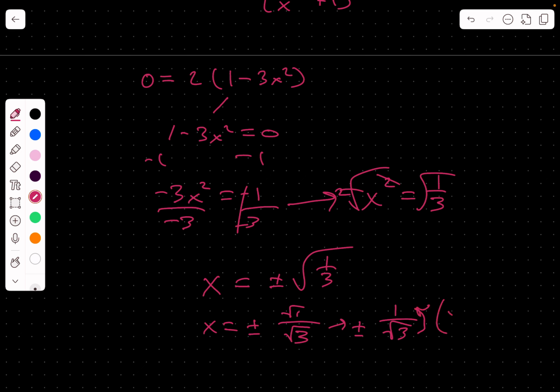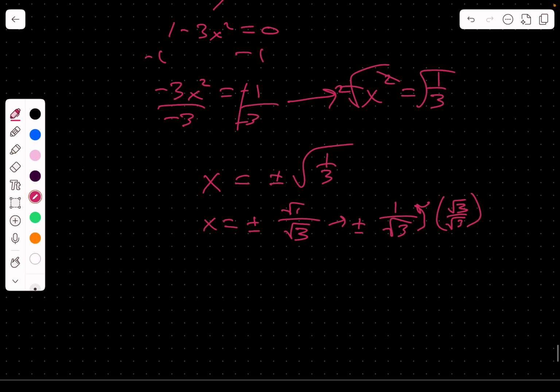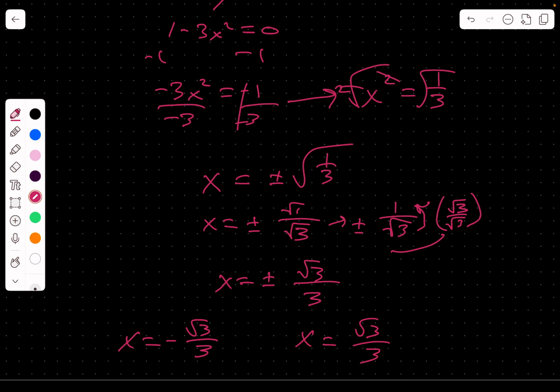To put it in the numerator, you literally just multiply the top and the bottom by it. All right? We get x equals plus or minus square root of 3 over, when these two get multiplied, you are left with a 3, right? Because 3 times 3 is 9, then the square root of 9 is going to be 3. So the denominator is 3. Therefore, we have two possible inflection points: x equals negative square root of 3 over 3, and x equals square root of 3 over 3.